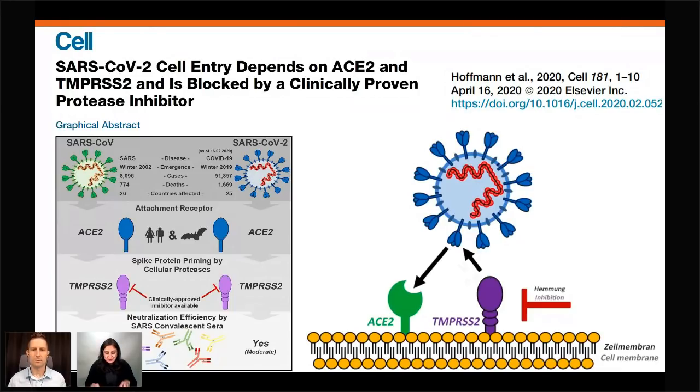And it turns out there is a protease inhibitor that has been approved in Japan to treat pancreatic cancer that can block the protease that allows coronavirus to attach to our own cells. So here you have a new therapeutic drug target. And this was actually discovered by a group at the German Primate Research Center.